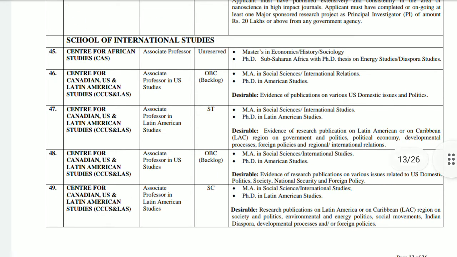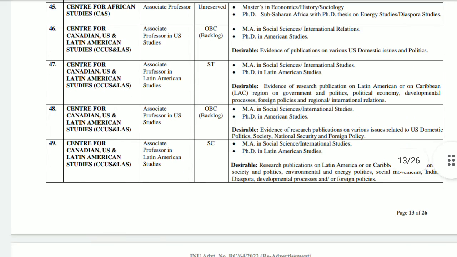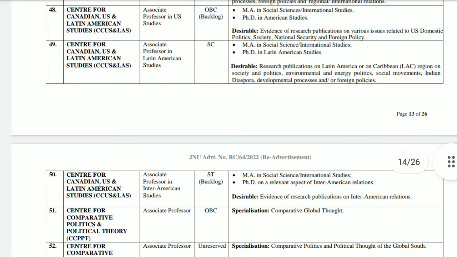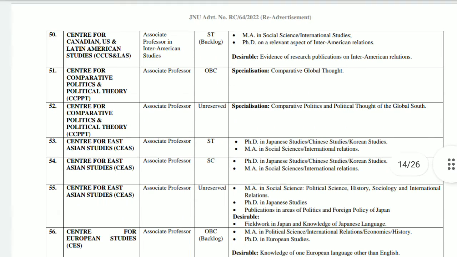Next job position, associate professor in US and Latin American Studies. Next, associate professor in Latin American Studies. Next, associate professor in US Studies. Next, associate professor in Latin American Studies. Next, associate professor in Inter-American Studies.